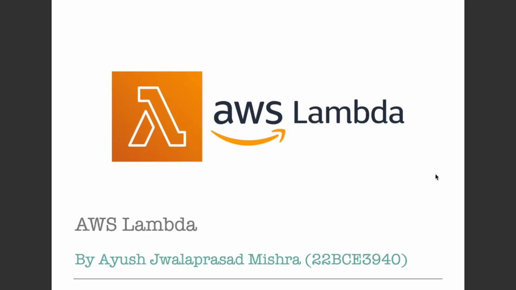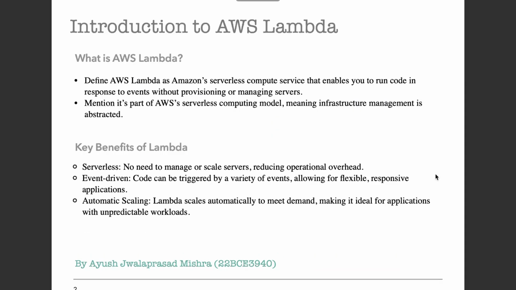So, AWS Lambda, what is AWS Lambda? It is a serverless platform which lets you run your code without worrying about servers. So, it's serverless. It is event driven, meaning it can be triggered by various events like an S3 file upload or an API request. And the best part is it automatically scales up or down depending on the workload. So that's the introduction of AWS Lambda.